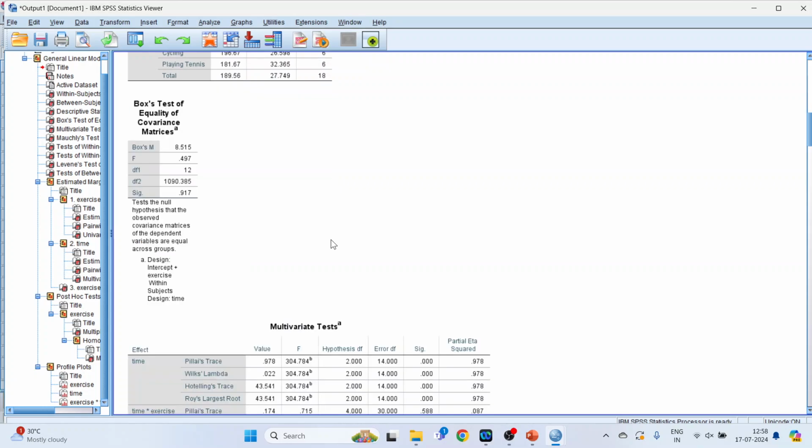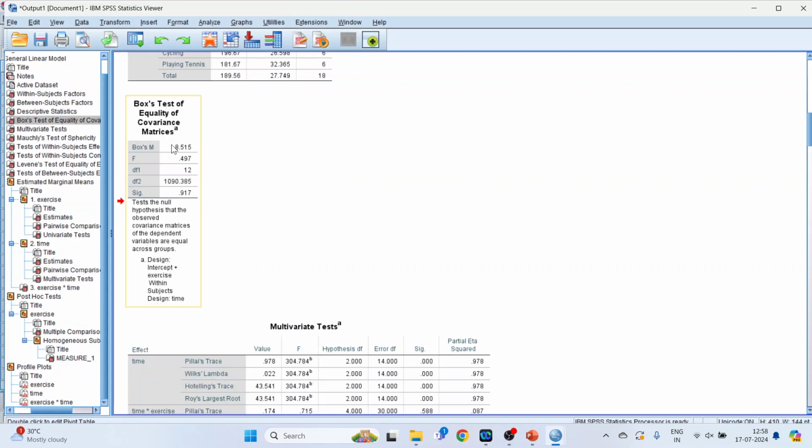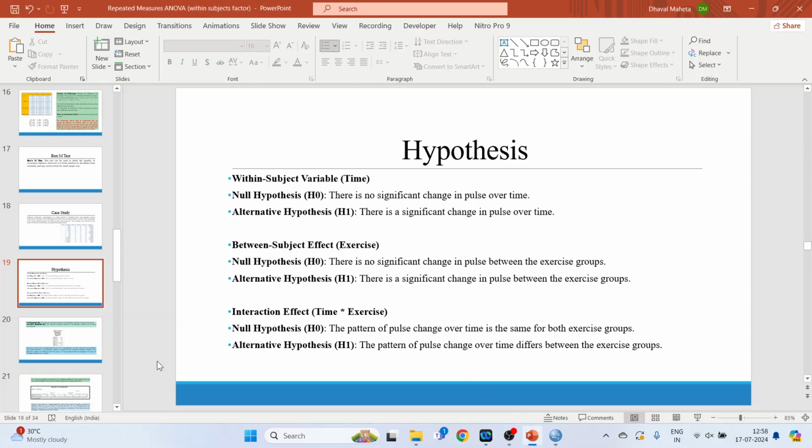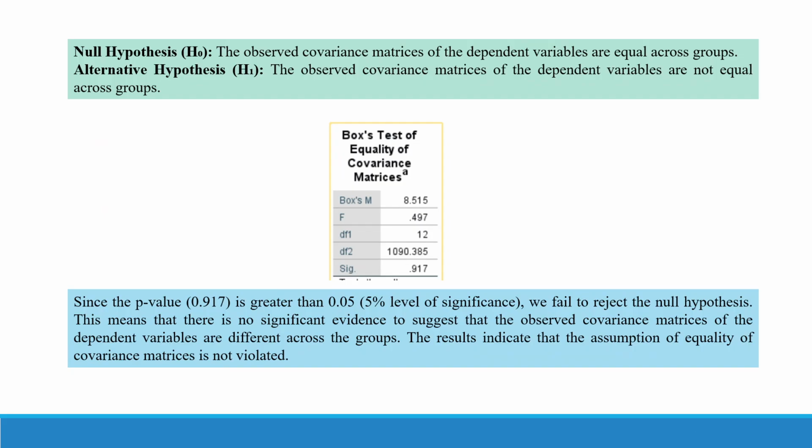So we will test the assumptions first. The first assumption, the equality of covariance matrices. So I will right click on it, copy. I copied it in my slide. What was our null hypothesis? The null hypothesis is the observed covariance matrices of the dependent variables are equal across the groups. Alternative: the observed covariance matrices of the dependent variables are not equal across the groups.